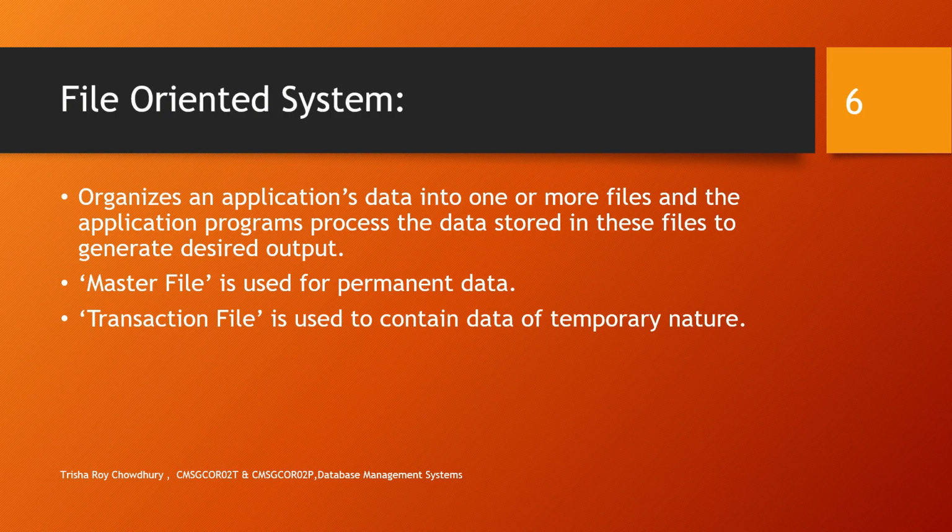Next are some characteristics of file-oriented system. At first, we will know about file-oriented system. This system organizes an application's data into one or more files, and the application programs process the data stored in these files to generate desired output. Here is a master file which is used for permanent data storing, and another file is called transaction file, which is used to contain data of temporary nature.